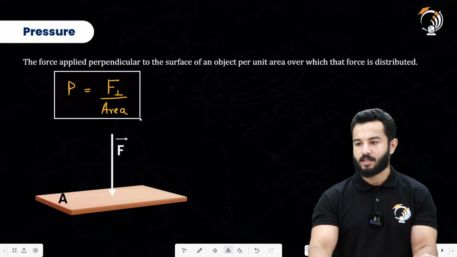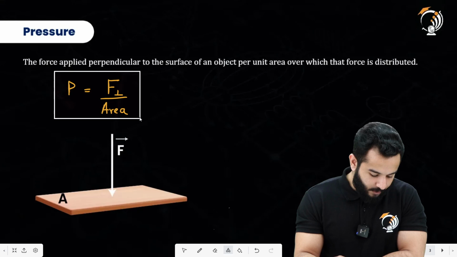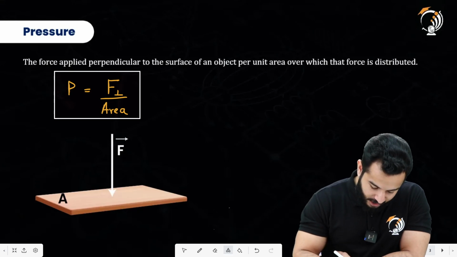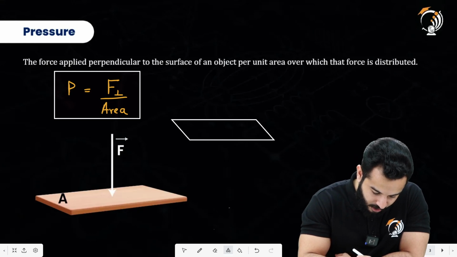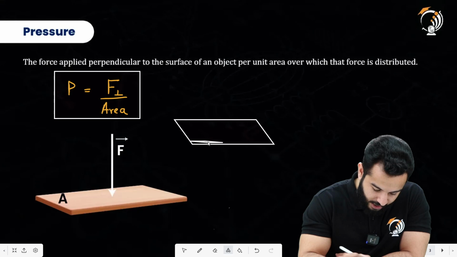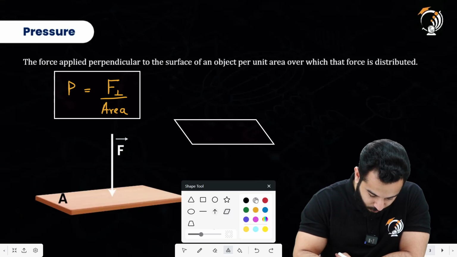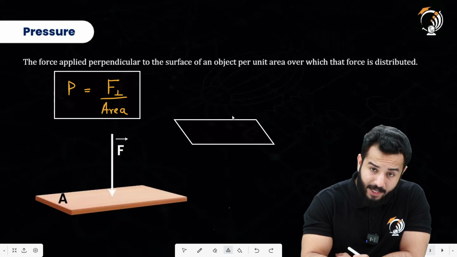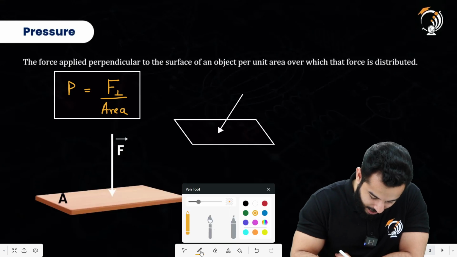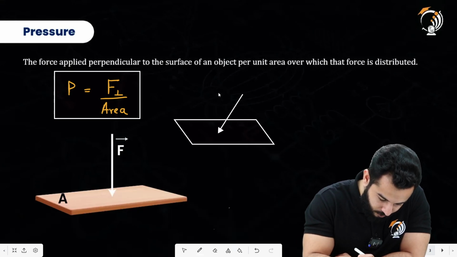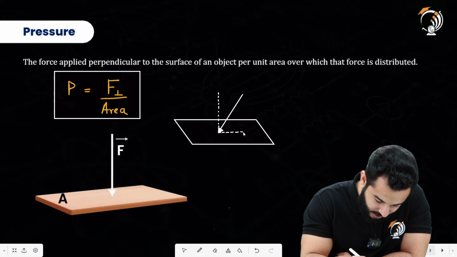Now let's suppose that we have a different scenario. Let's say that we have a force which is acting something like this. This is a surface, it has an area A, and now the force is not acting perpendicularly, but it is acting at an angle. Let's say something like this. This is the vertical axis, and let's say this angle with the horizontal axis is theta.